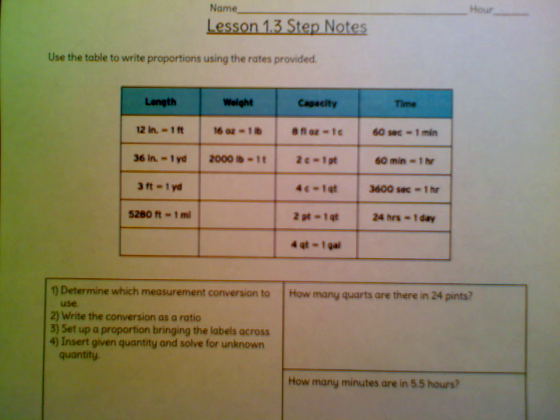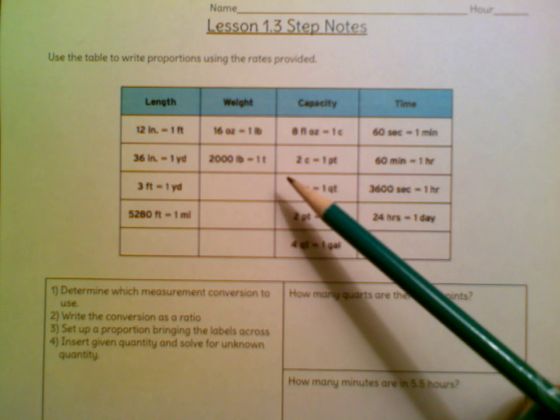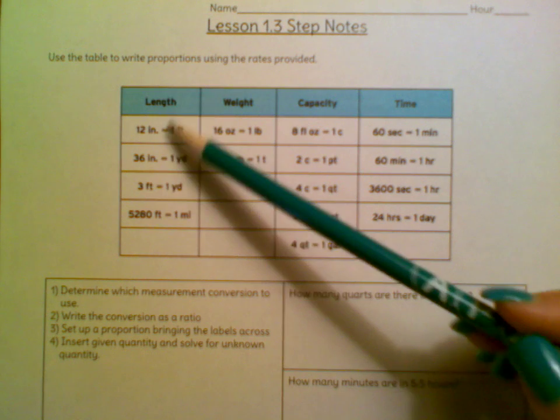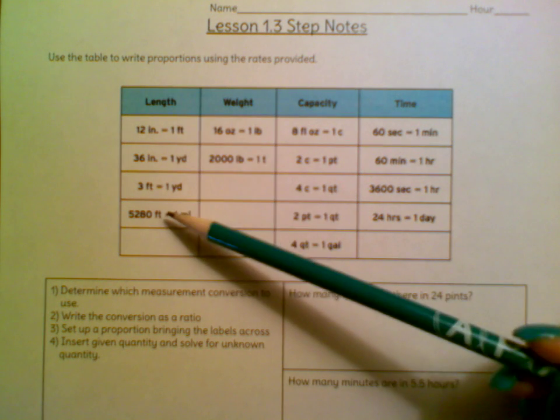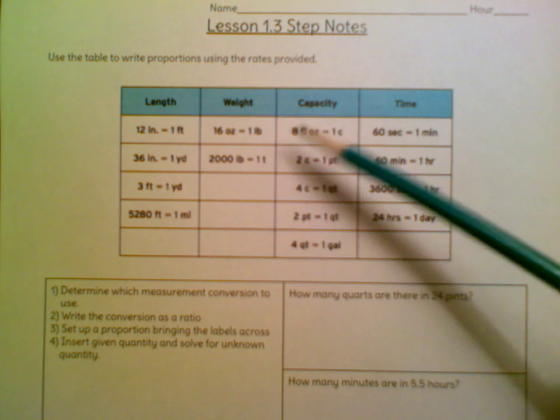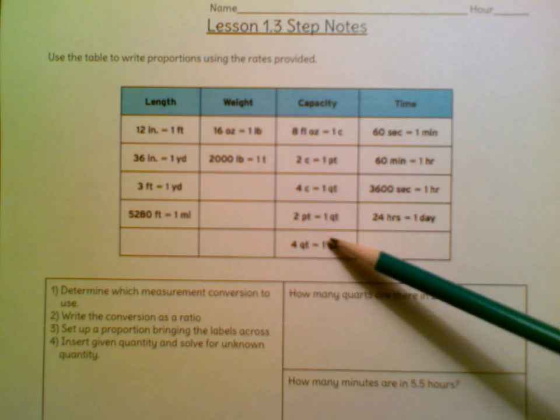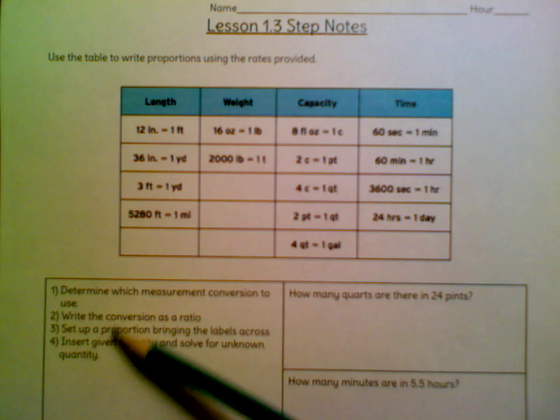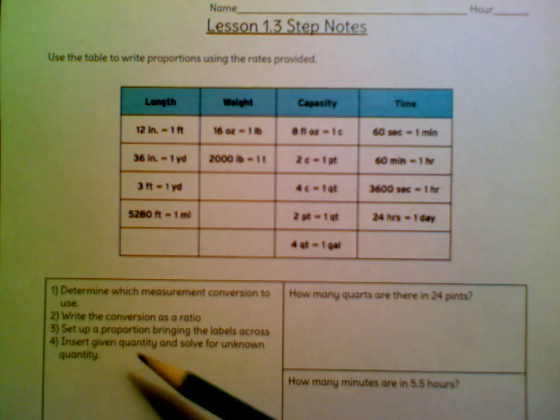This is the lesson 1.3 step notes. So we're going to use a table now to write some proportions to do conversions. The biggest thing when we see a table is we first need to look at it and make sense out of it. So I see anything to do with length, there's conversions here. Here's the weight, capacity, so that's kind of like how much something holds, and here's time. So these are the steps we're going to take.